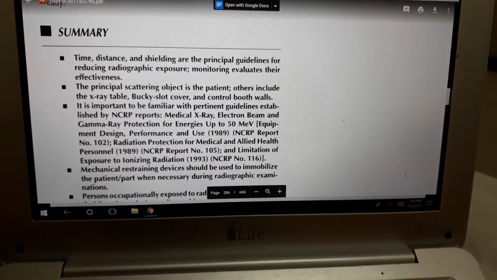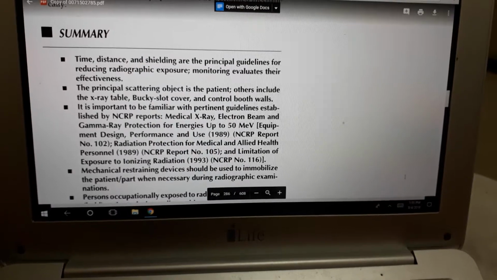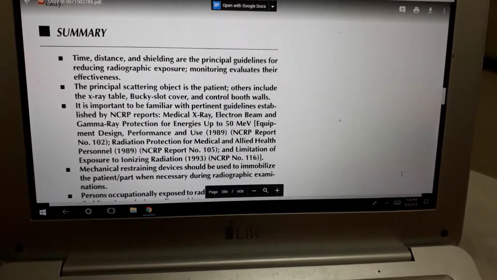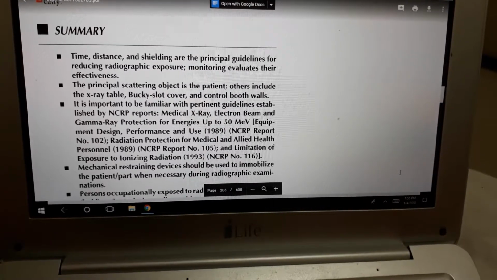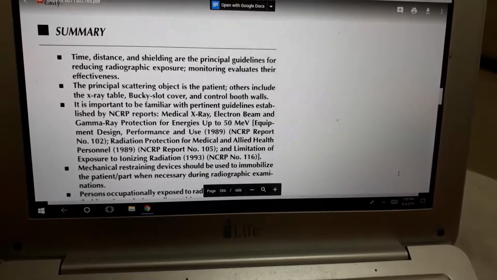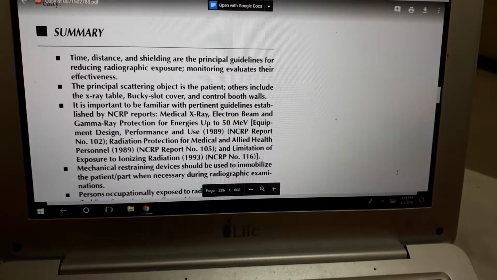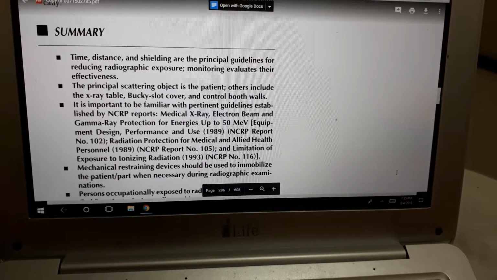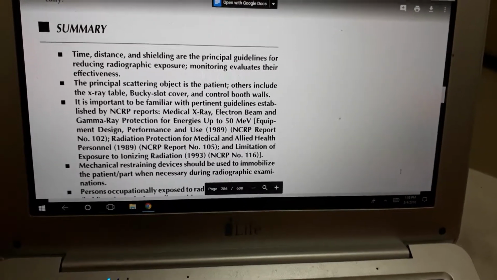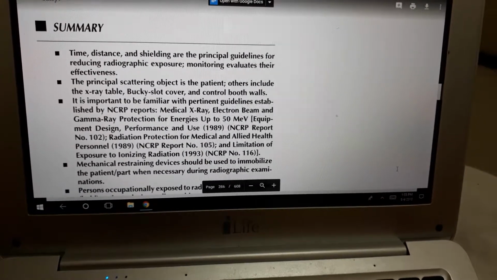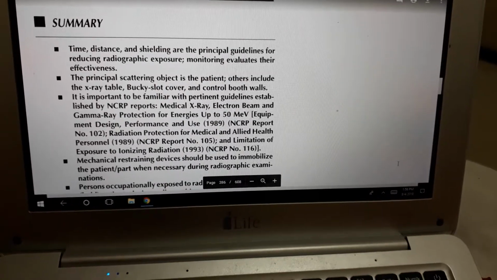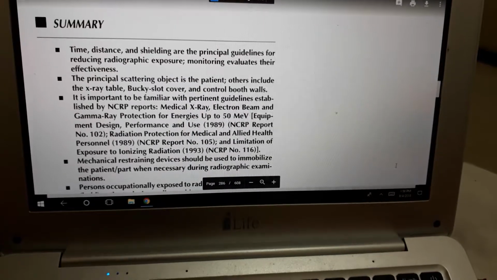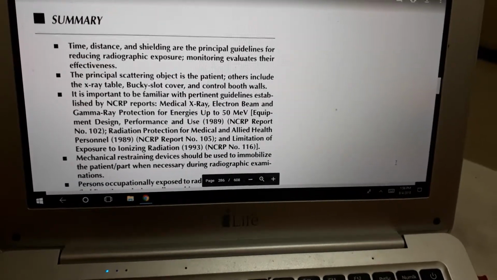Medical X-ray, electron beam, and gamma ray production for energy up to 50 MeV: equipment design, performance, and use, 1989. NCRP report number 102, radiation protection for medical and allied health personnel, 1989. NCRP report number 105, and the limits of exposure to ionizing radiation, 1993. NCRP number 116.